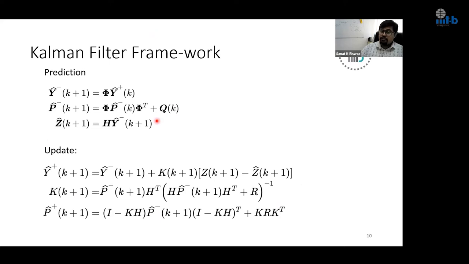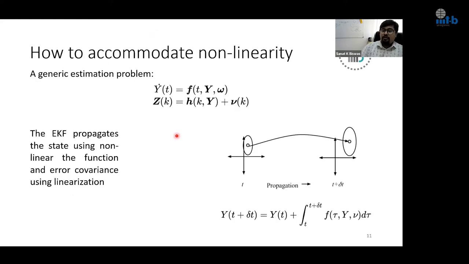Your covariance propagation is linear. However, that introduces some error as well in highly nonlinear problems. So that is a drawback of the extended Kalman filter. When you have a highly nonlinear problem, the extended Kalman filter does not estimate your state properly. So that is the problem. And we'll see later on some results about that as well.